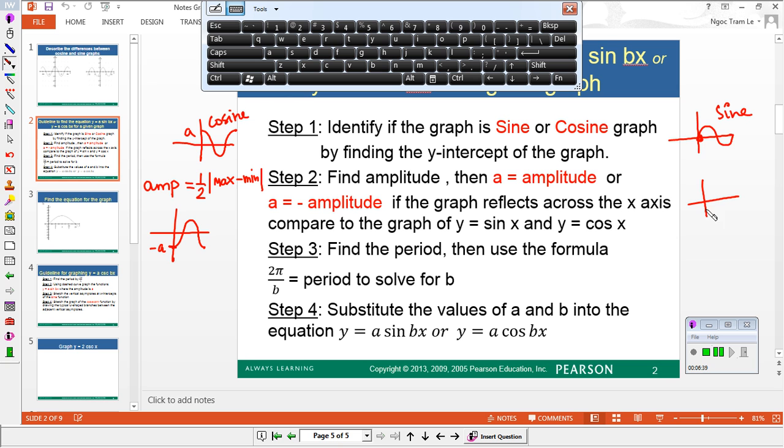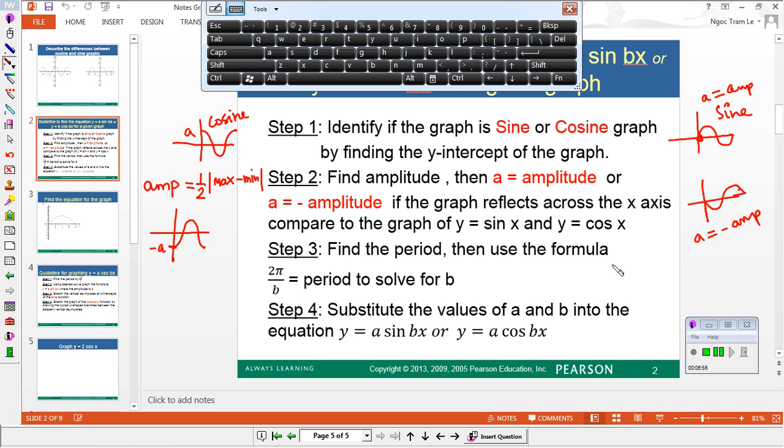And for your sine graph, if you have a reflection across the x-axis, so now your A is a negative number, A equal negative amplitude. This is A equal positive amplitude. Okay, so that's what we mean for step number 2.